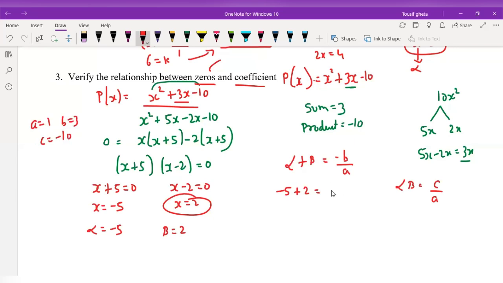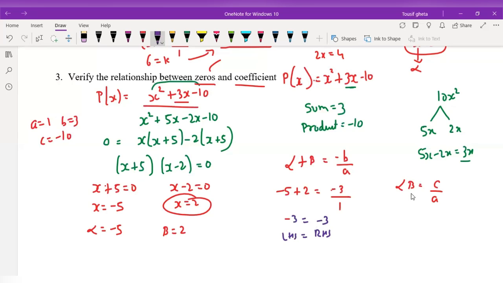So minus b value is minus 3, divided by a value, which is 1. On the left hand side, as you can see, minus 5 plus 2 we get as minus 3. Right hand side, minus 3 by 1, we can write as minus 3. So LHS is equal to RHS. So zeros and the coefficients both are the same.